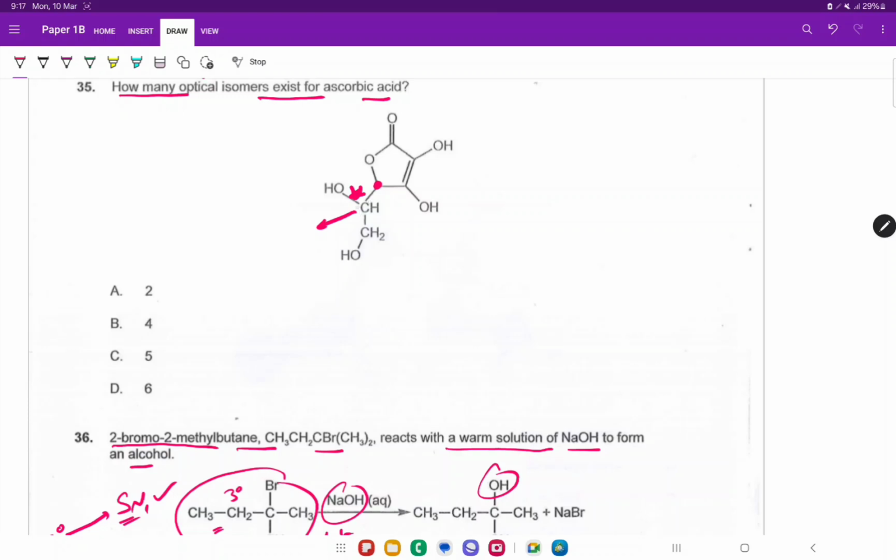There are two chiral carbons. Number one is this carbon, and this is number two. The second carbon is also attached to a hydrogen and this CH2OH group, and the other groups of the ring. It means there are two chiral carbons, and 2 to the power n, that is 2 to the power 2, equals 4. Hence ascorbic acid will have 4 optical isomers, with one chiral carbon in the ring and one outside the ring.